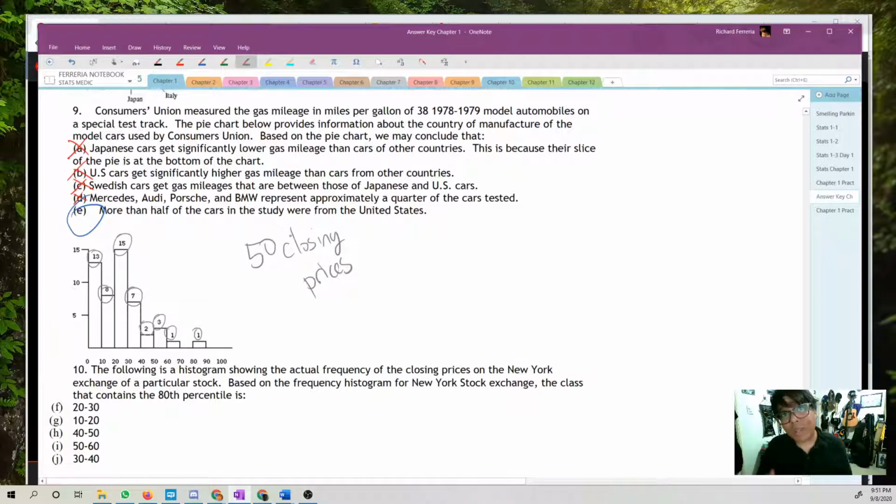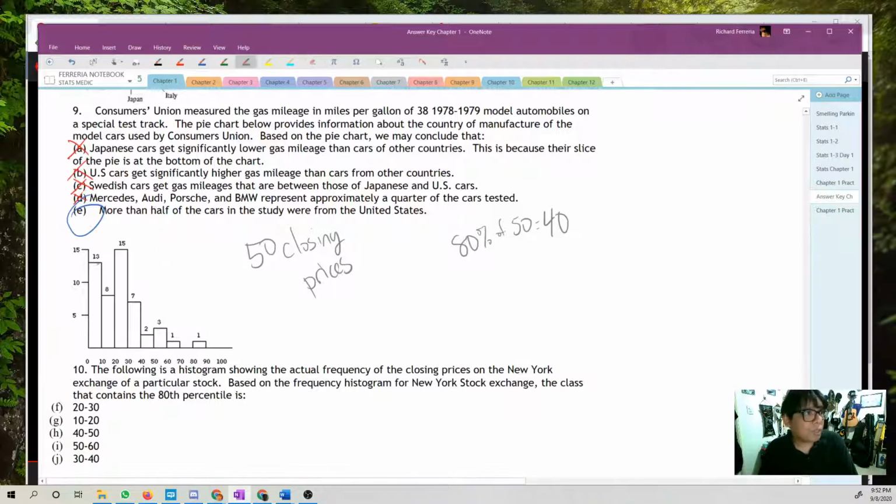Okay. Where would the 80th percentile be? Well, what is 80% of 50? So 80% of 50, that's going to be 40. So the question is, where is the 40th closing price from the bottom? Well, where would it be? Well, we're going to go in order again from the lowest to the highest. Where would the 40th be?